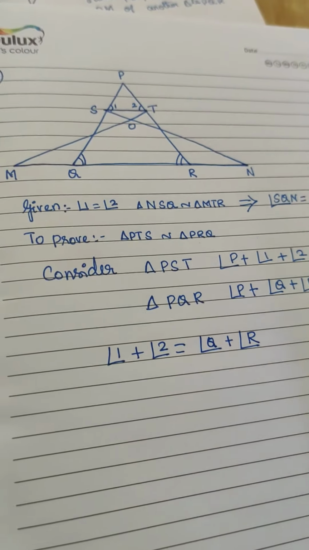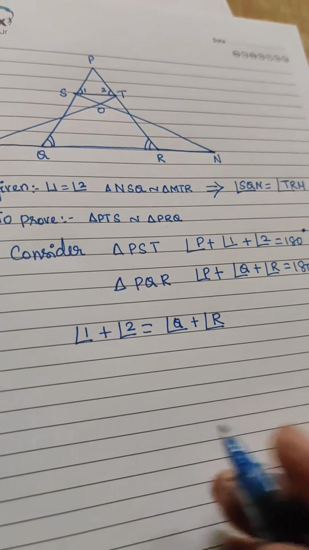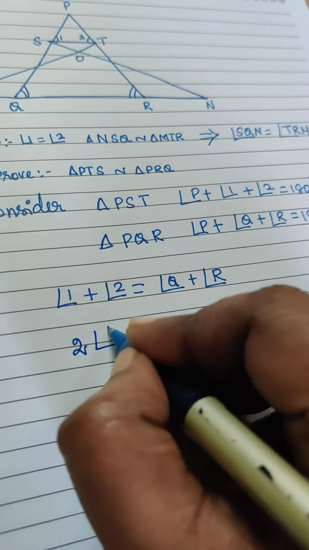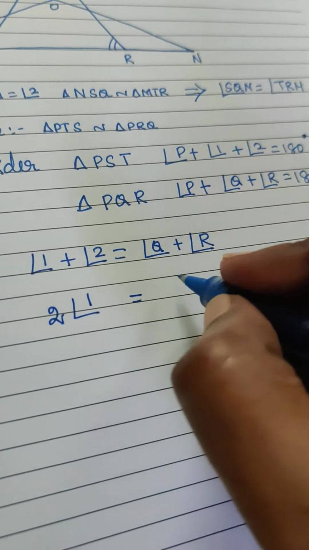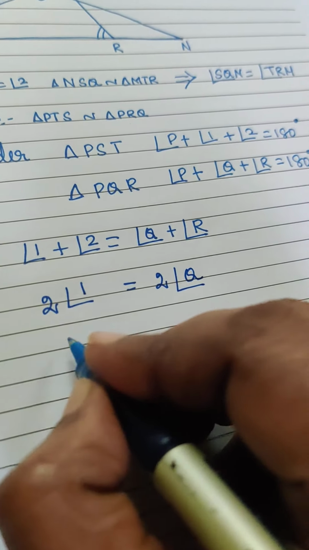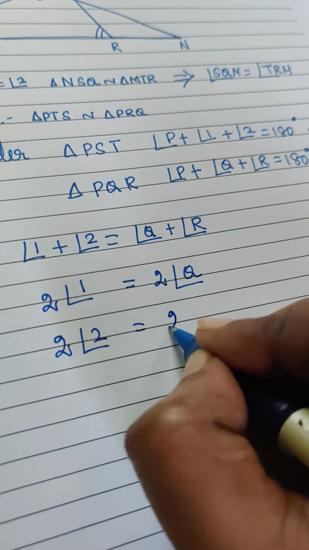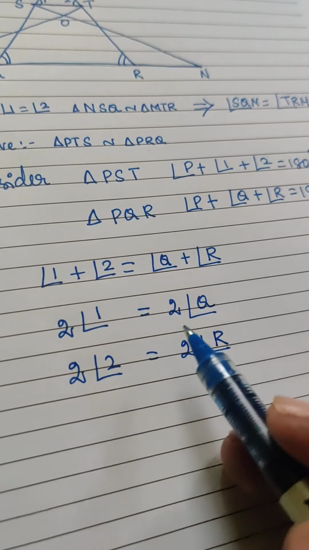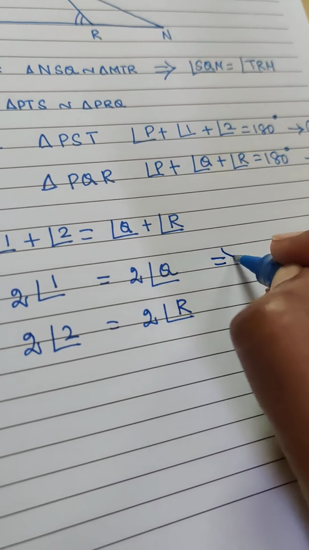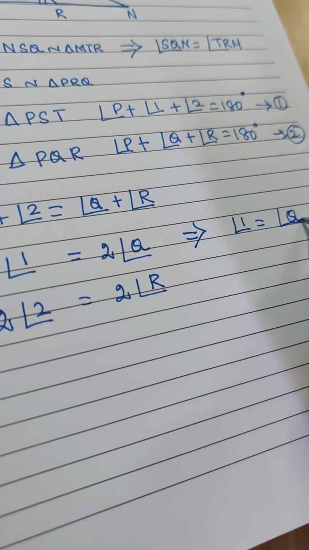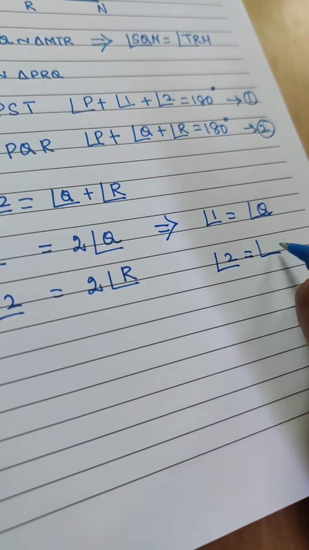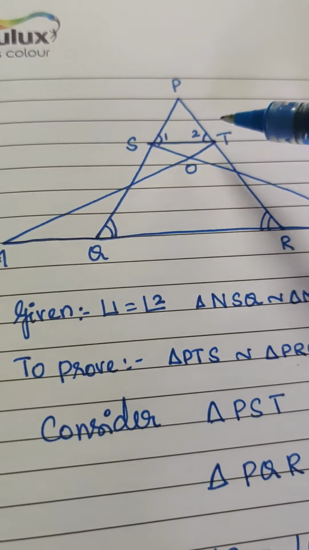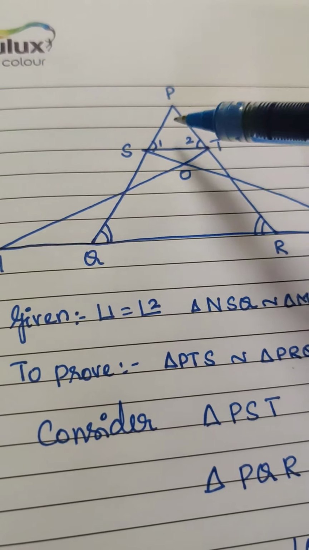Okay, so since we know that angle 1 is equal to angle 2 and angle Q is equal to angle R, we can write 2 times angle 1 is equal to 2 times angle Q. Likewise, we can write 2 times angle 2 is equal to 2 times angle R. So from this condition, I get angle 1 is equal to angle Q, and here I get angle 2 is equal to angle R. So which means that this angle 1 is equal to this angle Q, this angle 2 is equal to angle R, and P is common.